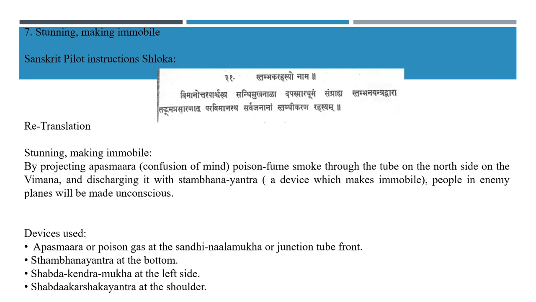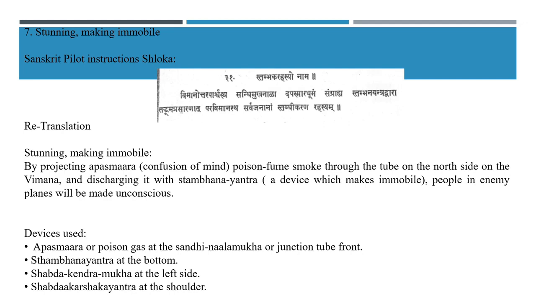So here there is another interesting thing: stunning and making immobile. This is also explained in Vaimanika Shastra. Inside the Vimana, all these are there for the pilot. Everything is in the hands of the pilot, by projecting apasmara, meaning confusion of mind, poison, fume, smoke through the tube on the north side of the Vimana and discharging it with Stambhana Yantra, meaning a device which makes immobile. So people in the enemy planes will be made unconscious. Again it is a similar thing. They are releasing something like smoke.